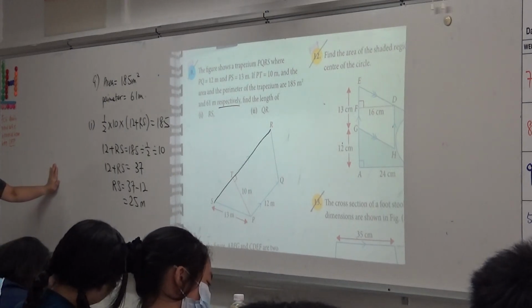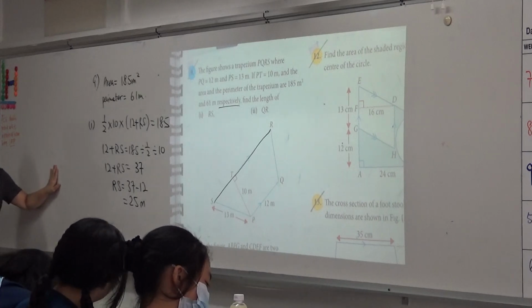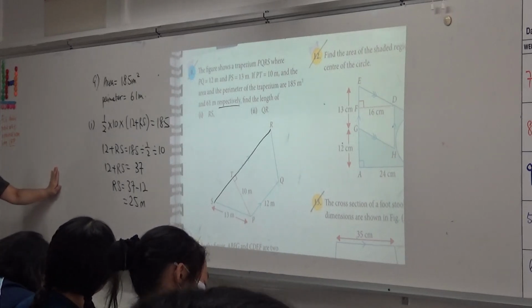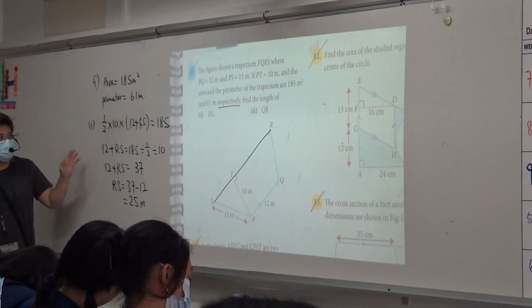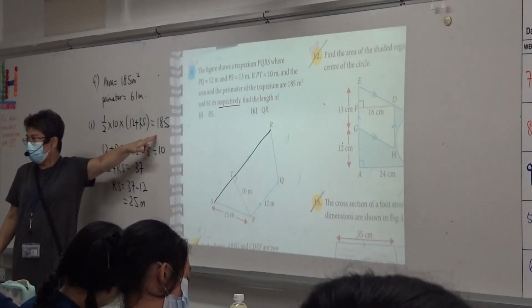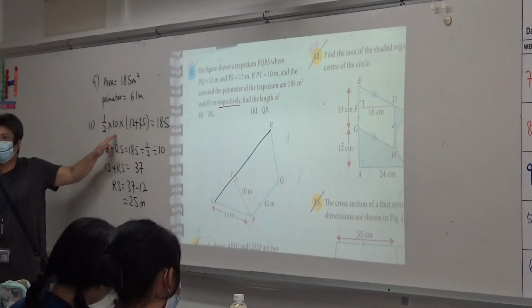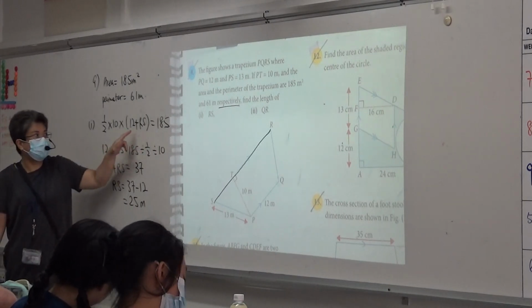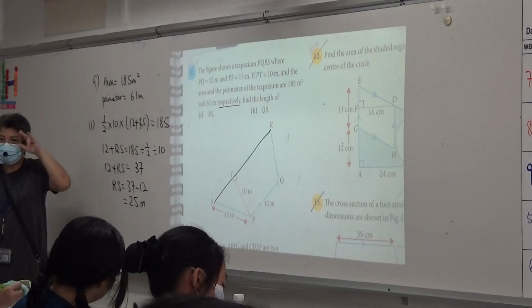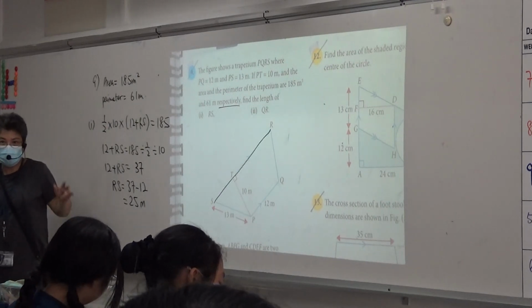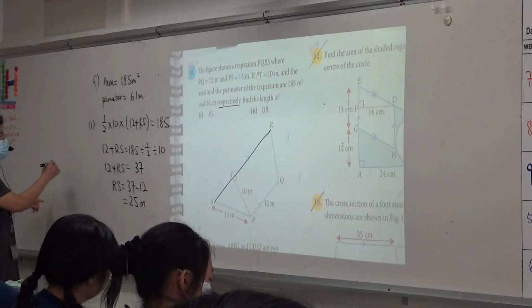Now, why is this different from AB? And why is it still similar to AB? We are using the area, right? But AB wants us to find what? Height. But this one wants us to find one of the parallel sides. So it's essentially the same but yet different. Understand? Okay? Now, part 2, I'm going to leave it to you.